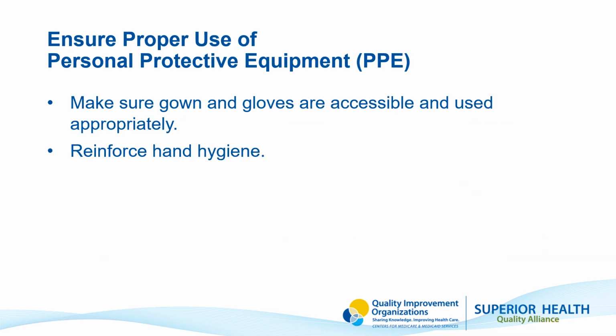The CDC also recommends adherence to hand hygiene and the use of gown and gloves when in contact with patients or residents with C. auris. To remove barriers to the use of PPE, make sure that gowns and gloves are easily accessible. Provide training on the use of PPE and hand hygiene, and ensure that staff are using PPE and washing their hands properly.